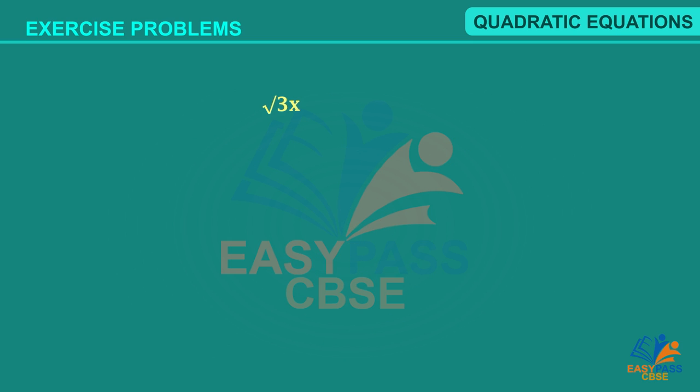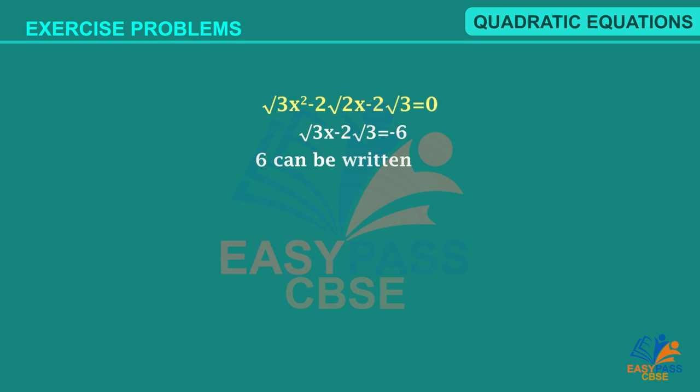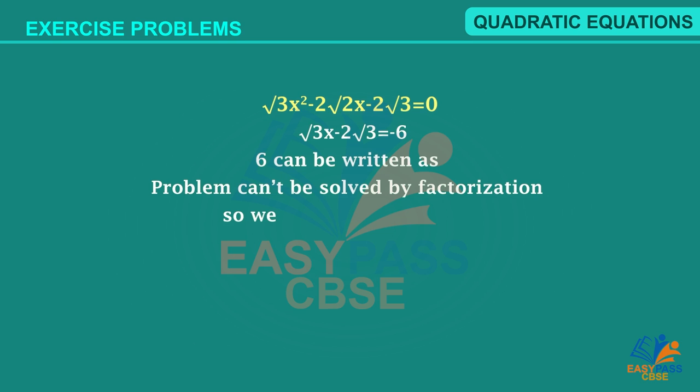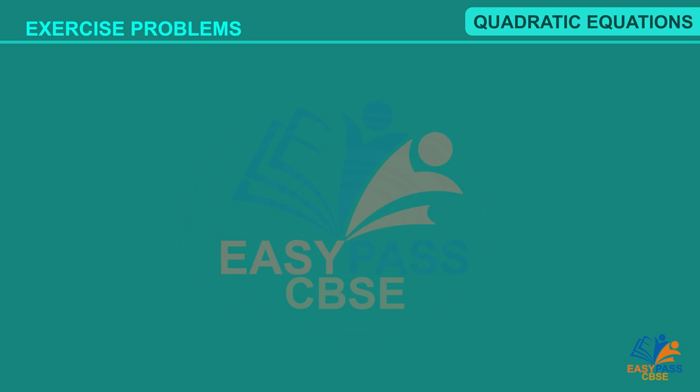Root 3x square minus 2 root 2x minus 2 root 3. The x square coefficient is root 3, the constant is minus 2 root 3, and the product is 6. 6 can be written as... Now, this problem cannot be solved by using the factoring method. So, we use the formula. Let me discuss this next question.